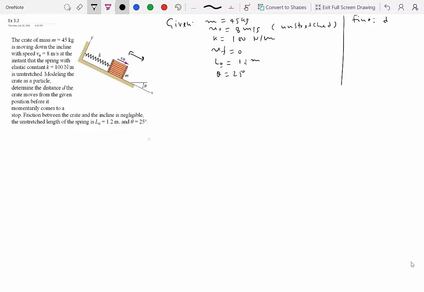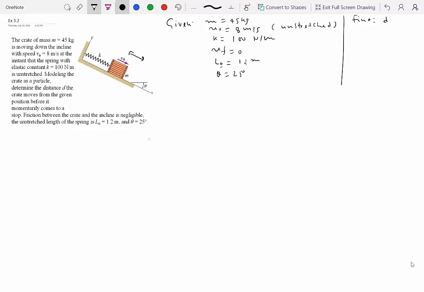A degree of freedom basically tells you how many independent parameters you will need to describe the position of something. So a crate like this is moving along a straight line. You need only one variable. If, let's say, there was a particle moving in a plane, let's say the XY plane, it will need two coordinates. So that will be a 2 degree of freedom system, and so on.